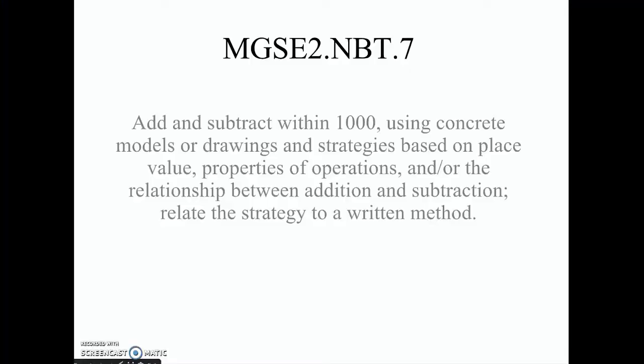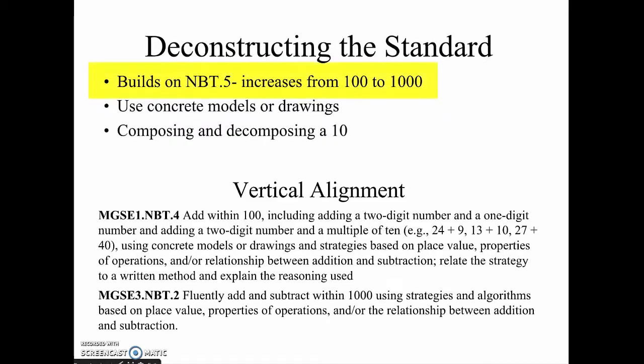The second grade standard, NBT 7, says to add and subtract within 1,000 using concrete models or drawings and strategies based on place value, properties of operations, and/or the relationship between addition and subtraction, and to relate the strategy to a written method. This standard builds on NBT 5. It just increases from numbers within 100 to numbers within 1,000.